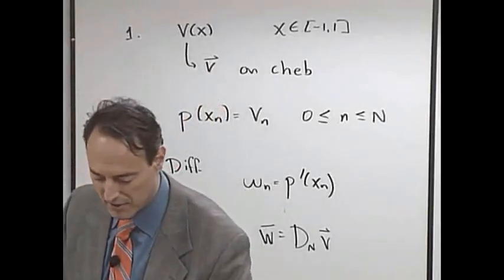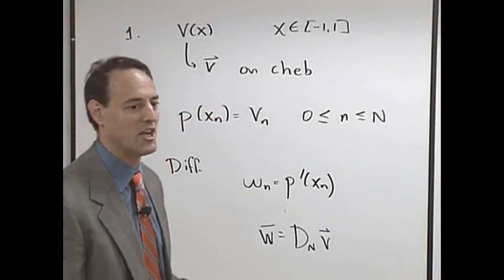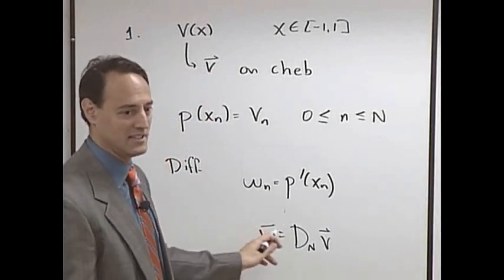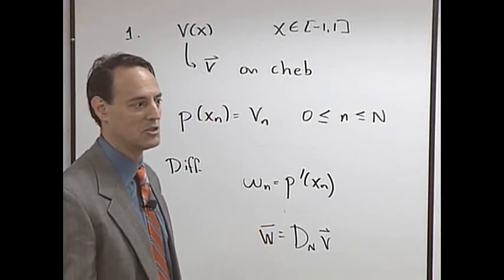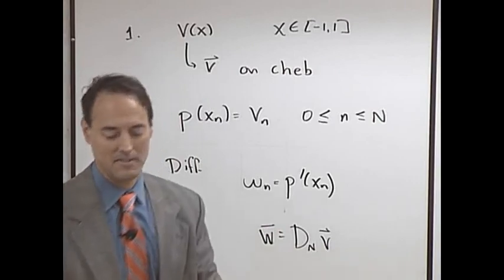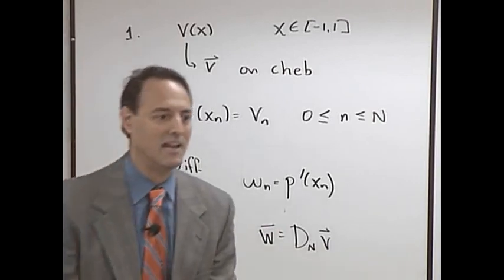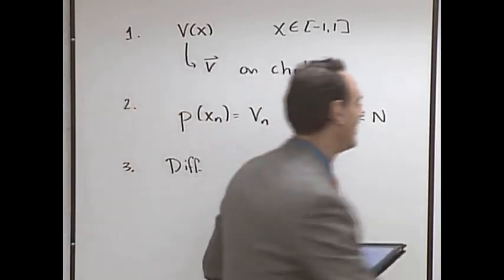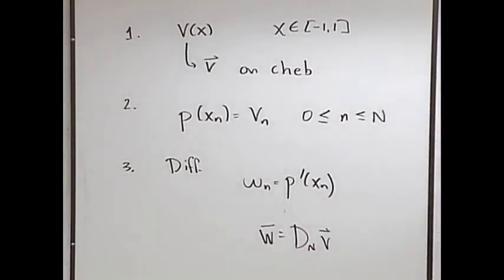The question is, what does D of n look like? Now, we built this in class already with Cheb.m. Remember, Cheb.m does this. Anyway, you know how it is. So let's figure out how to build this matrix.